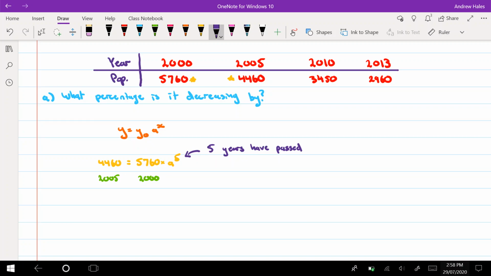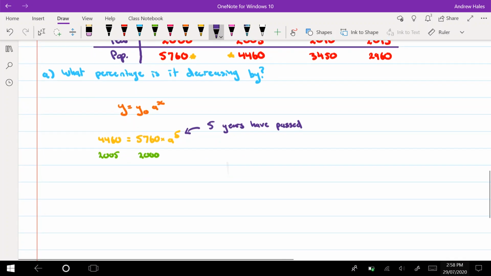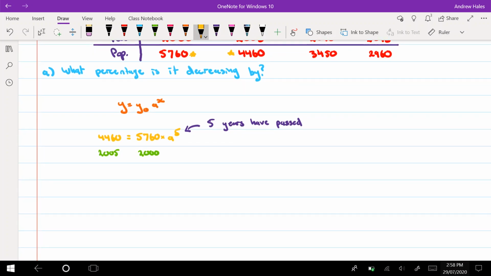So essentially, what I have to do is rearrange this equation. So we have 4460 over 5760. And I want the fifth root of that, and that is equal to a. And that is equal to 0.95. So that's my first one.